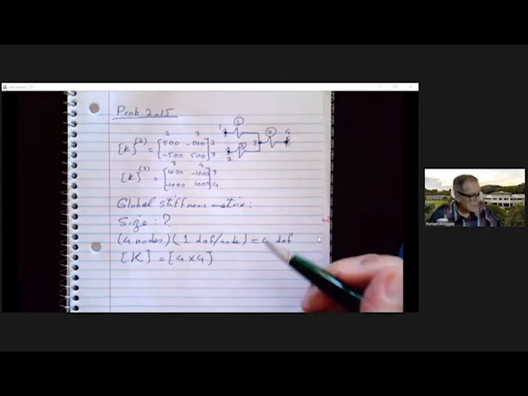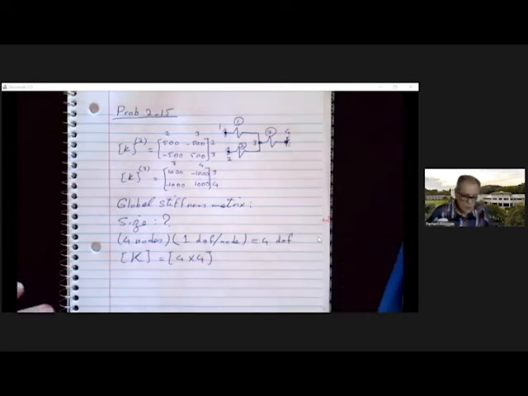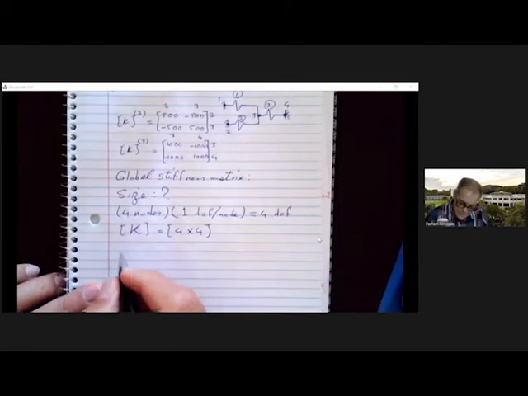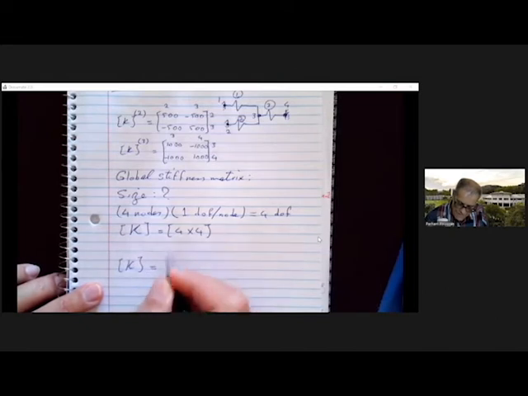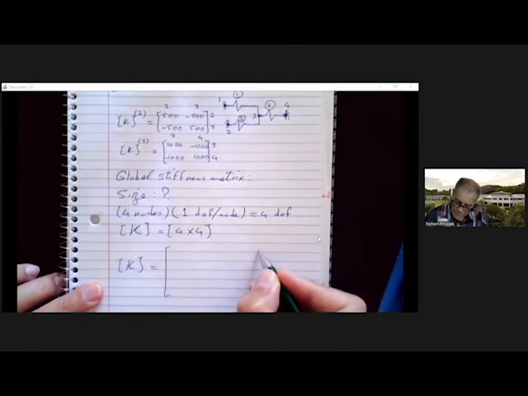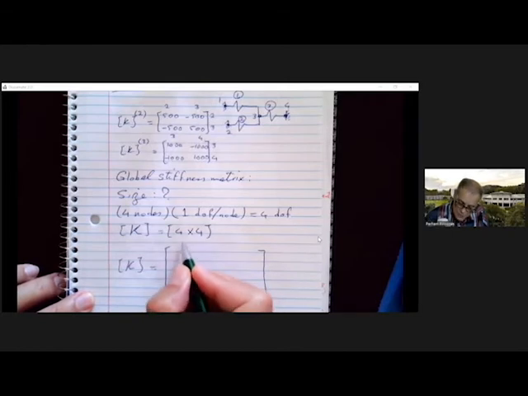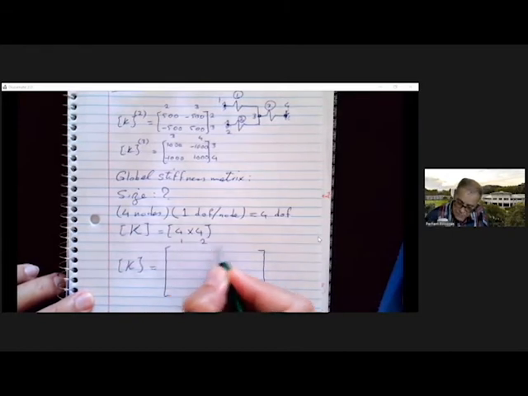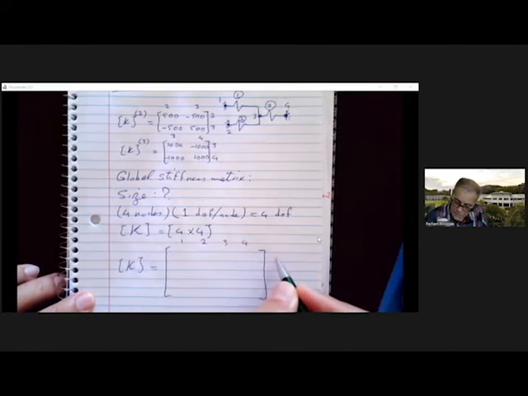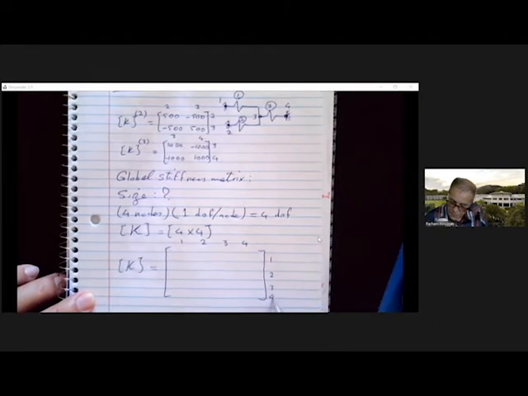Now, the global stiffness matrix. We need to create it, so let me do this here. So our K, just open one big matrix here. We have 4 nodes, so it is 1, 2, 3, 4, and it is 1, 2, 3, 4.